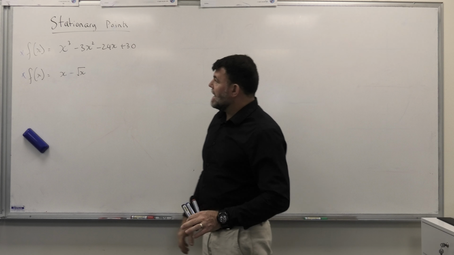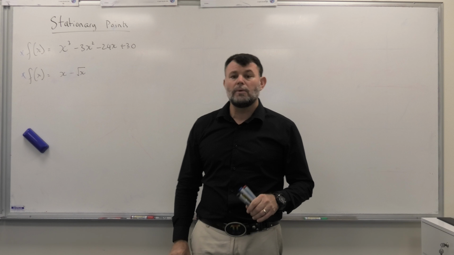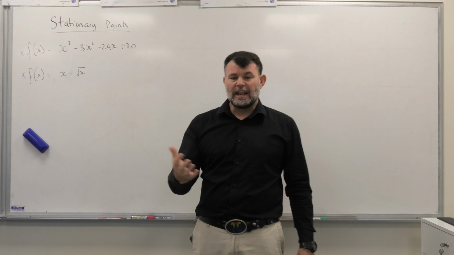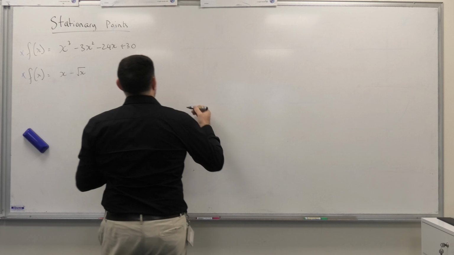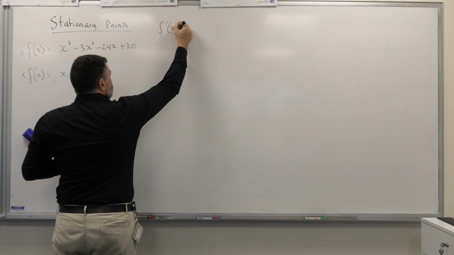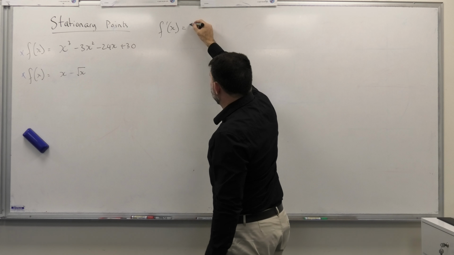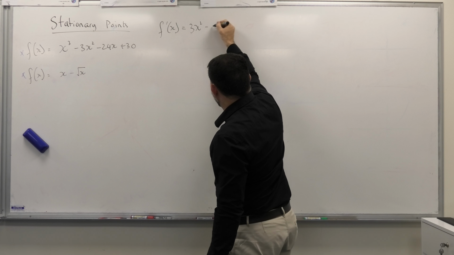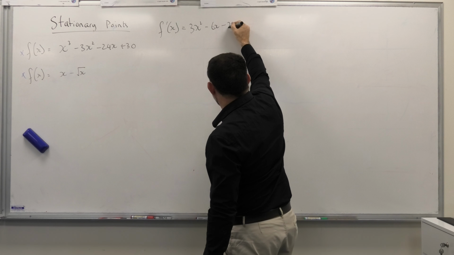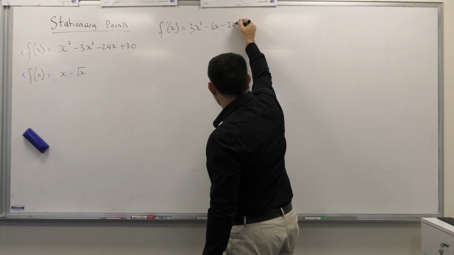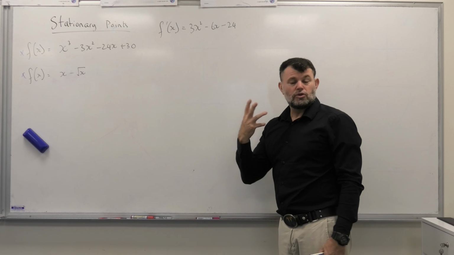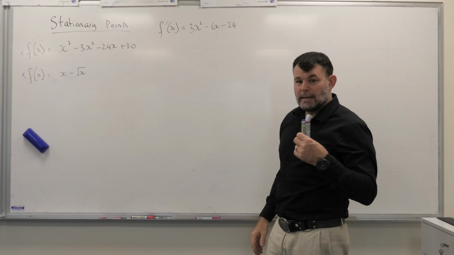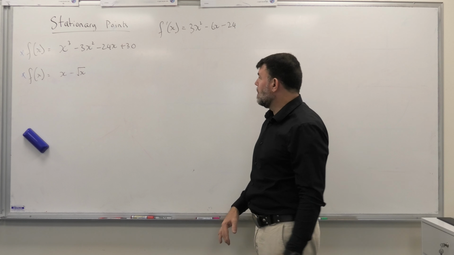So whenever we are finding a stationary point, we've got to find the derivative of that function and then equate it to 0. So if we look at this first function, let's find the derivative of that function. So we've got 3x squared minus 6x minus 24. Now, I've got my derivative, but I have to equate it to 0. You could use your graphics calculator to work this out, but let's use algebra because it's important to understand how it works and why it works.